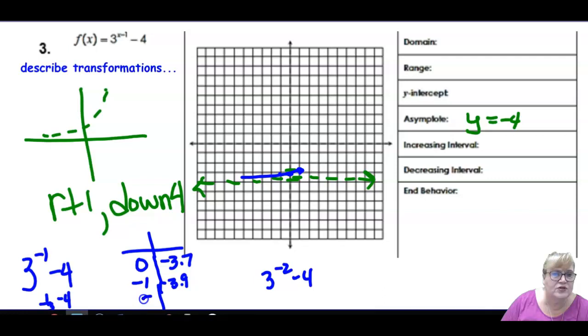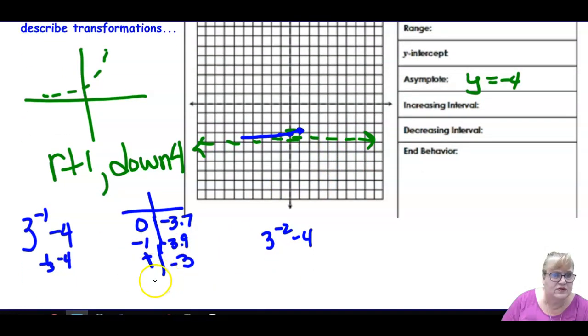If I put a positive 1 in, did I already do that one? We'd get 1 minus 4 is negative 3. That's the one I plotted right there, 1, negative 3. If I put a 2 in, let's do at least one more point here. We'd have 3 to the 2 minus 1 minus 4, which would be 3 minus 4 is negative 1. So at 2, it's down at negative 1.